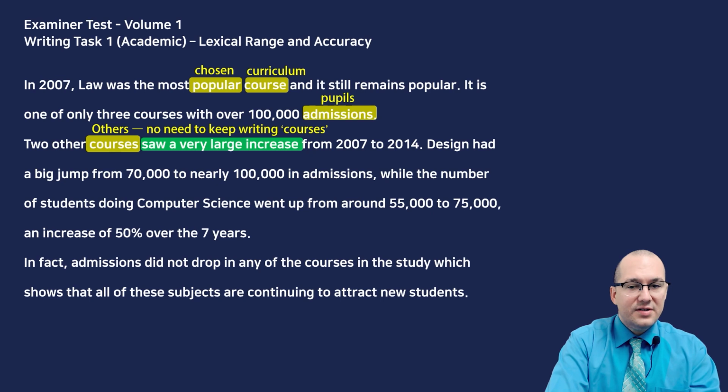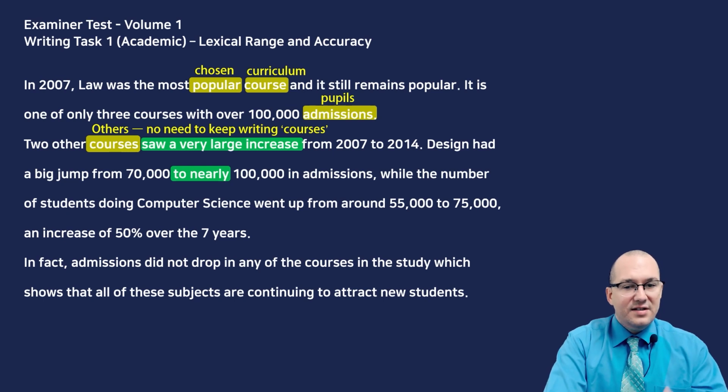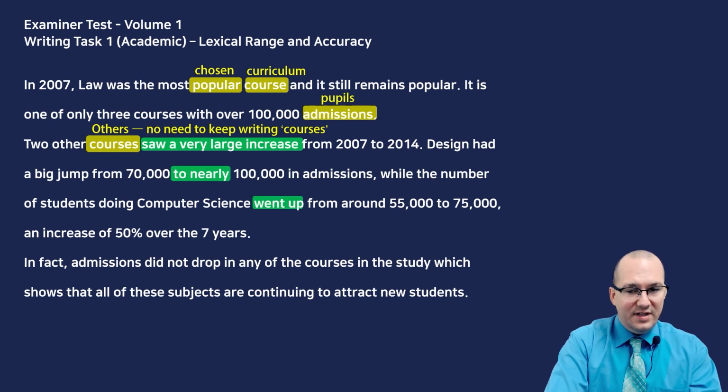Here's a good point. Saw a very large increase. Great expression, right? And then to nearly, this is great, perfectly used. It's not exactly 100,000, so it is a great approximation language, so that's also quite good. Next, we've got went up. Fantastic. A different expression for grow or grew.